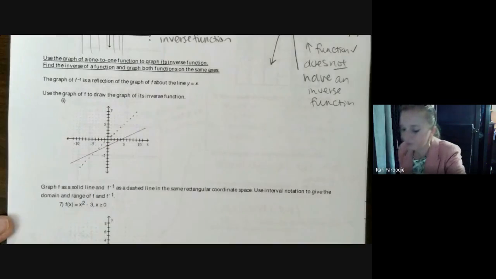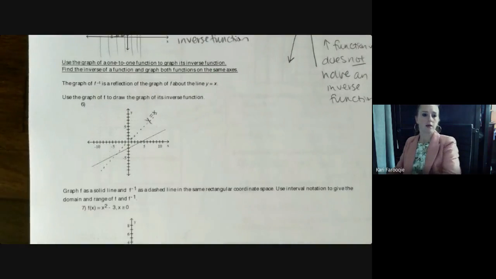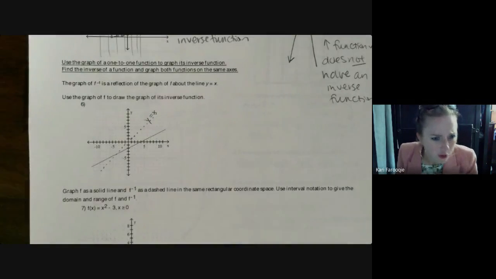I'm going to make mine dashed because I want to make sure it doesn't look like it's actually part of the graph. This is the line y equals x. I want to make sure it appears so that we can use it, because we're going to reflect our function over it. So draw the graph of f, and use the graph of f to draw the graph of its inverse function.